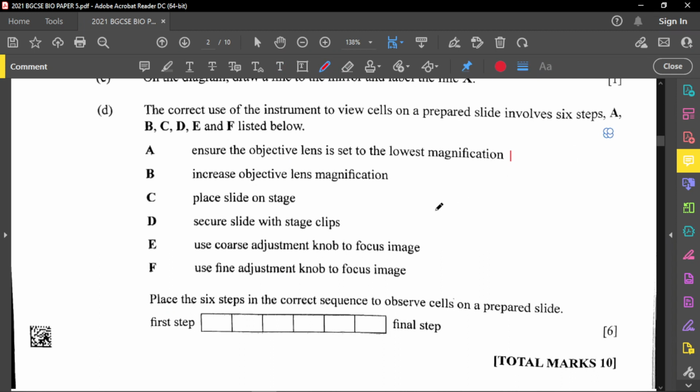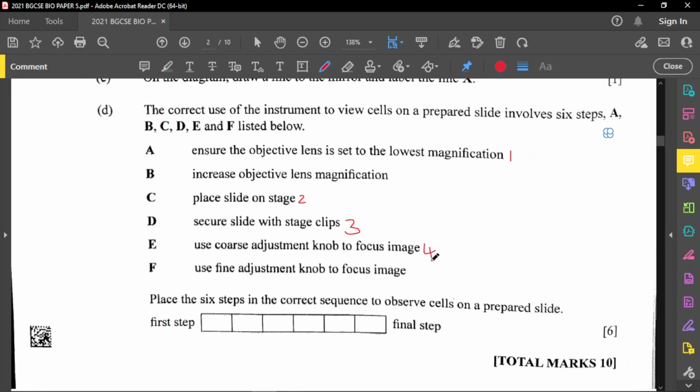The next thing you want to do now, after you've done that, you want to place the thing on the stage. So this will be 2. All right, and after you place the slide onto the stage, this makes sense here. Secure the slide onto the stage, which is the number 3. And then after that, you can adjust the coarse adjustment knob, which is this. So this will be number 4.